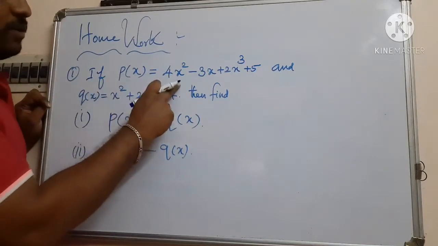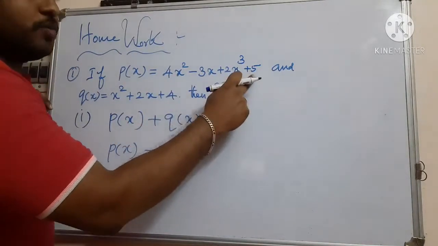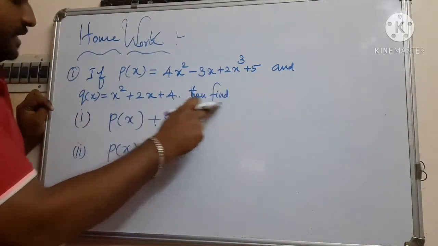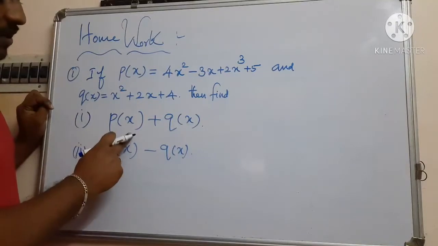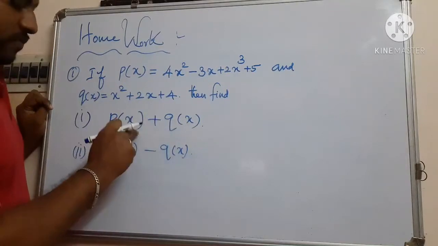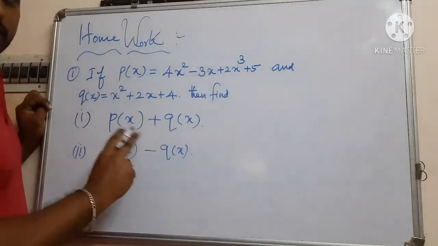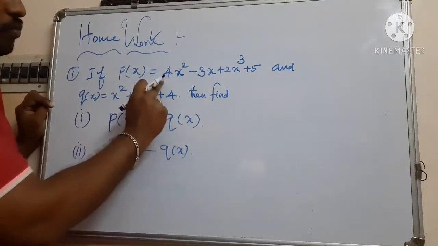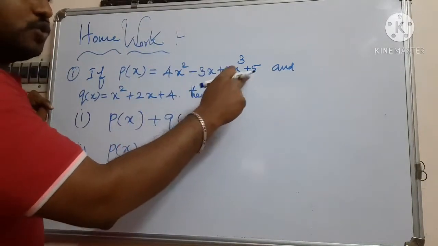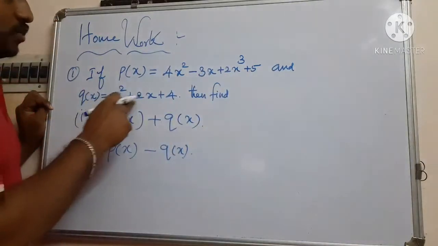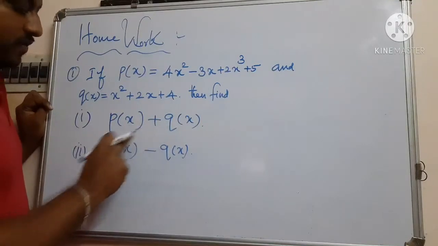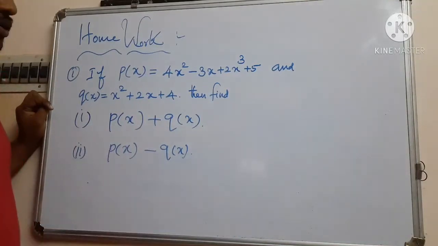If p of x is equal to 4x square minus 3x plus 2x cube plus 5, and q of x is given as x square plus 2x plus 4, then find, first one is p of x plus q of x, second one is p of x minus q of x. So first one is first question, second one is second question. So two questions are included in one question. P of x is 4x square minus 3x plus 2x cube plus 5, and q of x is x square plus 2x plus 4. So you have to find p of x plus q of x. Second one is p of x minus q of x.